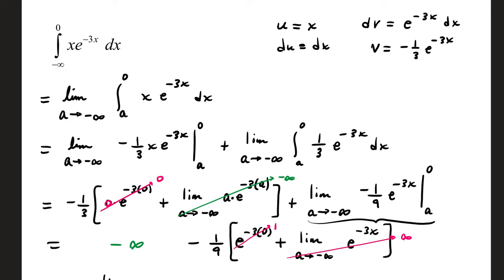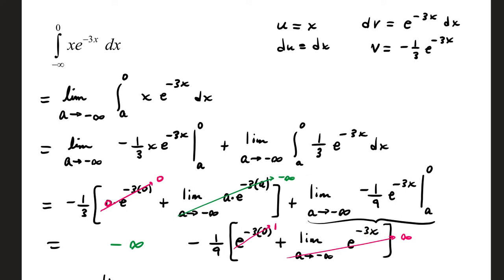We have 1/3 times the antiderivative, which will be a negative 1/3 e to the negative 3x, multiplied with that 1/3 out front, is where I'm getting this negative 1/9. Evaluating at 0, that'll give us negative 1/9 times 1. That part goes to 1. And then minus a negative gives us a plus. And then we plug a in.